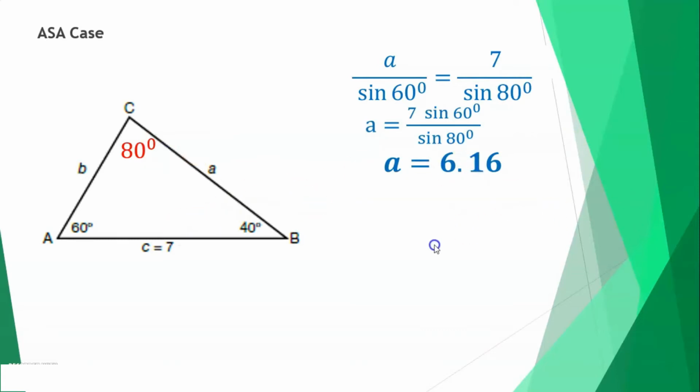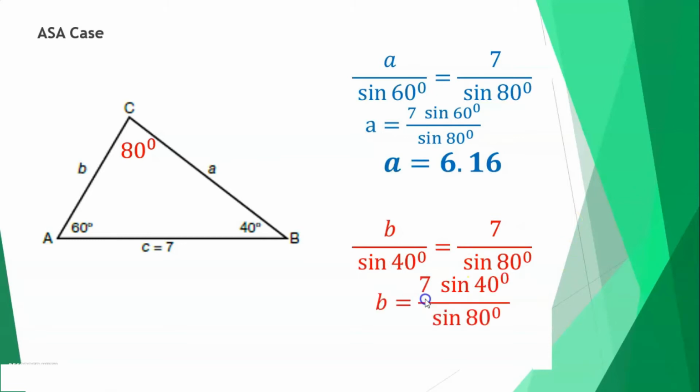Okay, another. For side B, that would be B over sine 40 is equal to 7 over sine 80. So cross multiply, we will get this. Use your calculators. The value for B here is 4.57. So take note of the three angles.